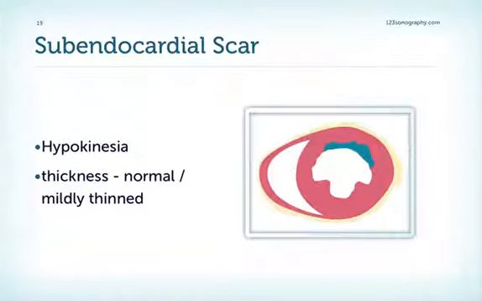The myocardial scar does not have to be transmural. Very often we only see subendocardial scar, as you can see in this example. In this case, we still have residual contractile function. Therefore, the segment is not akinetic but only hypokinetic. The degree of dysfunction depends on how much scar tissue we have and how much residual myocardial function is still present. The thickness of the wall is usually normal or only mildly thinned.